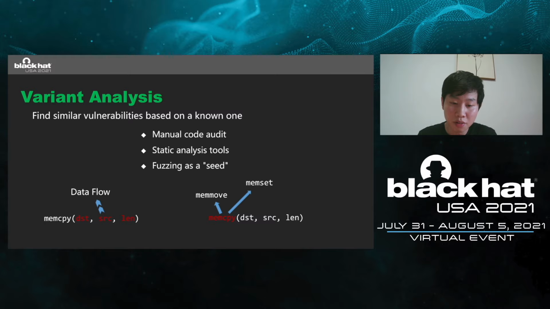For example, suppose we find an out-of-bounds bug caused by memcpy. We can perform some data flow analysis on these parameters to other memcpy calls, or we can consider other function calls like memmove and memset, and search the whole code base. Depending on the choices, our results are definitely different.